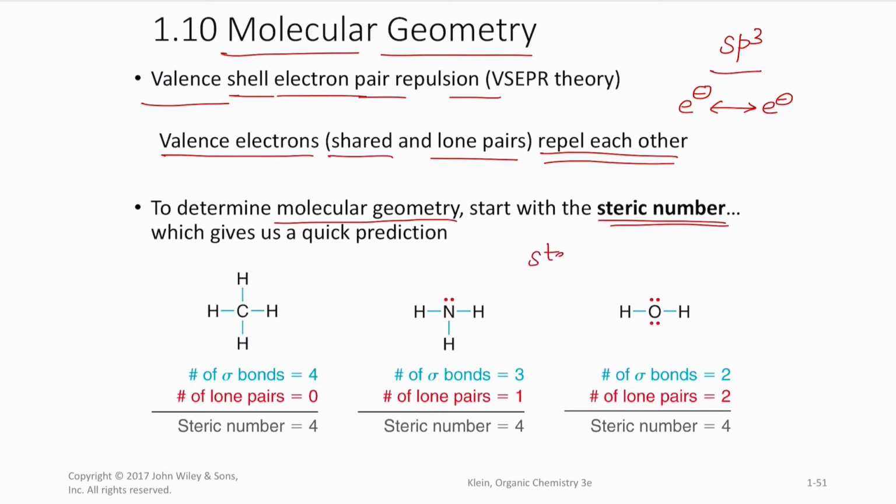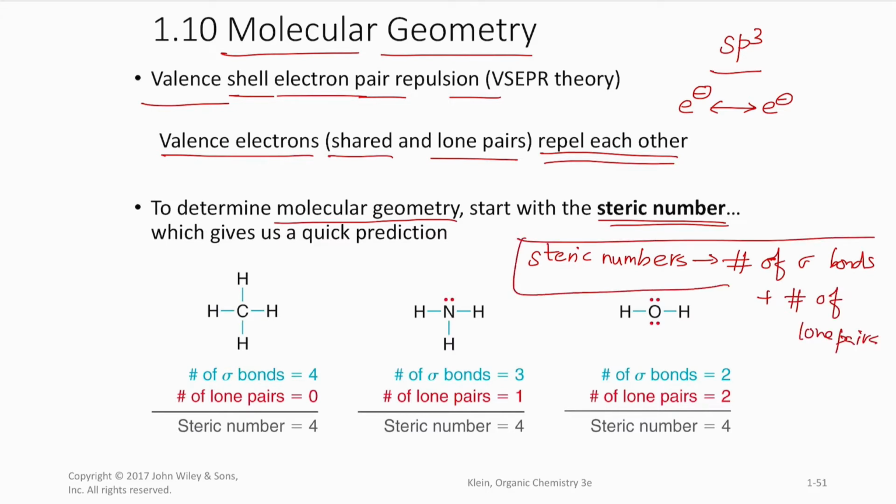The steric number is given by the number of sigma bonds plus the number of lone pairs. So this is the formula for the steric number. In general, there are three general steric numbers. For example, the common numbers are 4, 3, and 2. These are the three general forms of steric numbers.